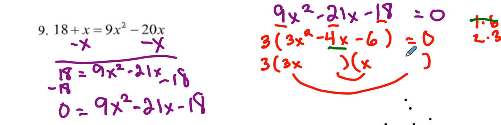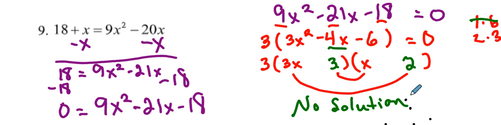So now we try the 2 and the 3. If we put 3 here and 2 here, this would be 9x and this would be 2x, and that's not going to work. So then we flip these around and we would get 2x and 3x, and that's 6 and 3, and that one doesn't work. So this one, it does not factor. So if it does not factor, then we say on this one there is no solution.